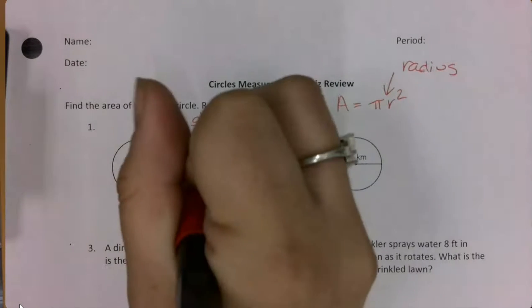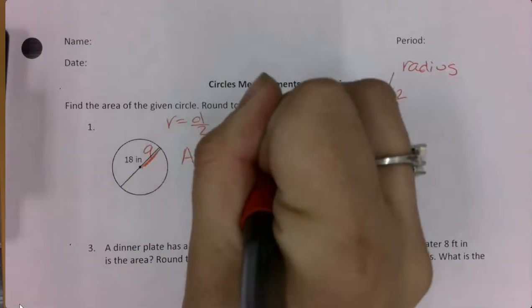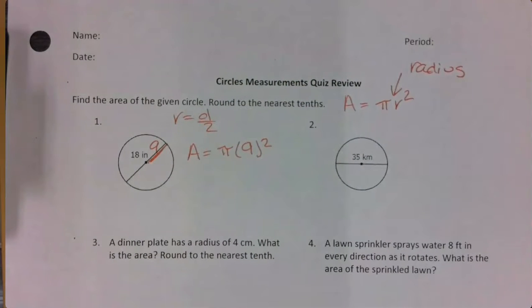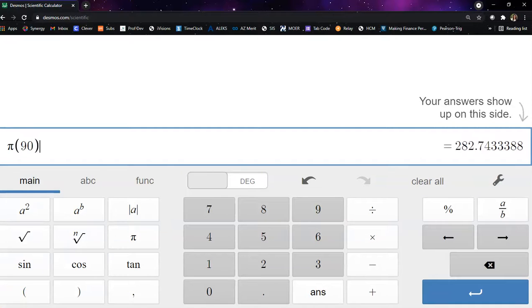Then I can plug into the formula. I'm going to have A equals pi times 9 squared. And I can go straight to Desmos and type that in. So I type the letters pi, and then parentheses 9, squared, which gets me 254.5. And this would be in inches squared, because area is in 2 dimensions.